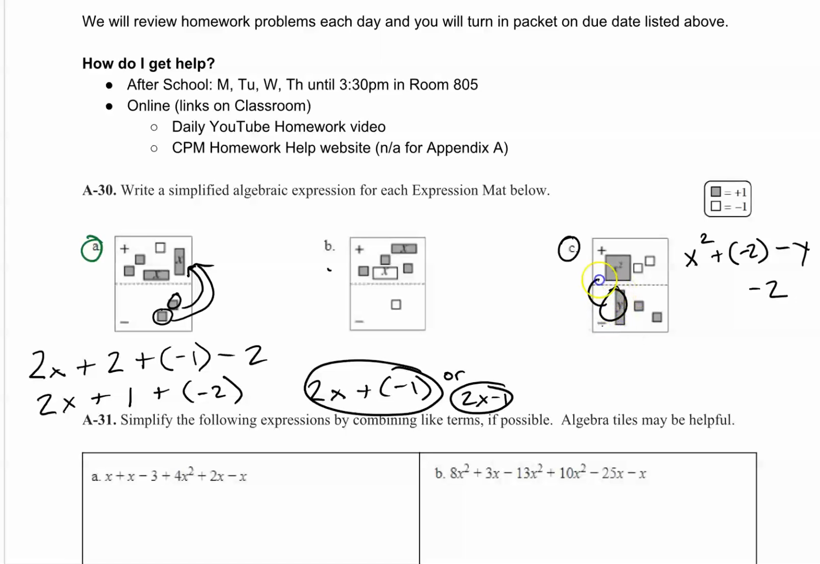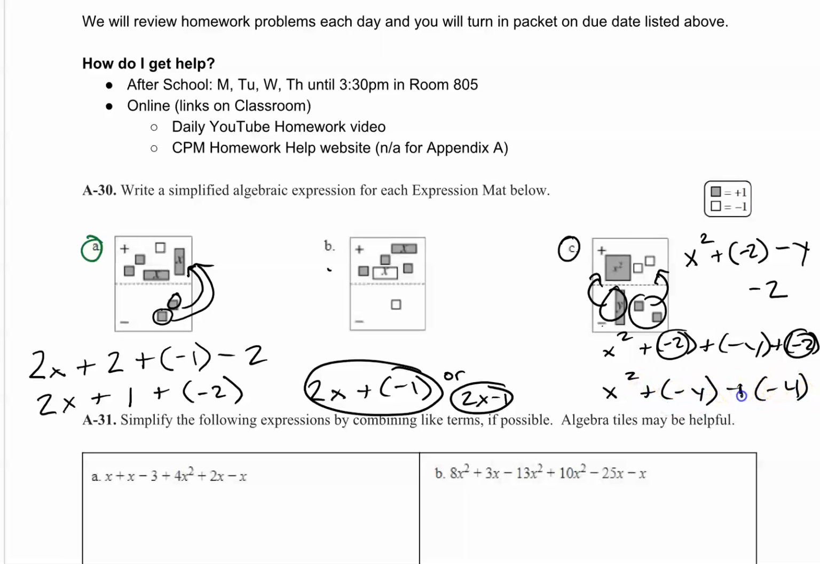Okay, so you don't have to do this step, but you can. I'm going to flip these to the positive region, so that gives us x squared plus -2 plus -y plus -2. Now you can see right away that -2 and -2, that's going to make -4, right? We're going to have -4 tiles. So I'm going to have x squared plus -y plus -4. And that's your answer. Now you can take it a step further. If you prefer, you can write it as x squared minus y minus 4.